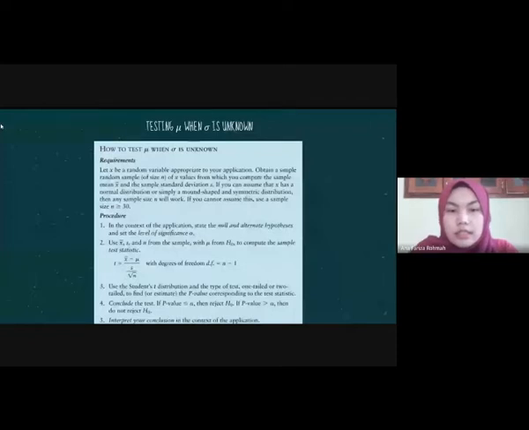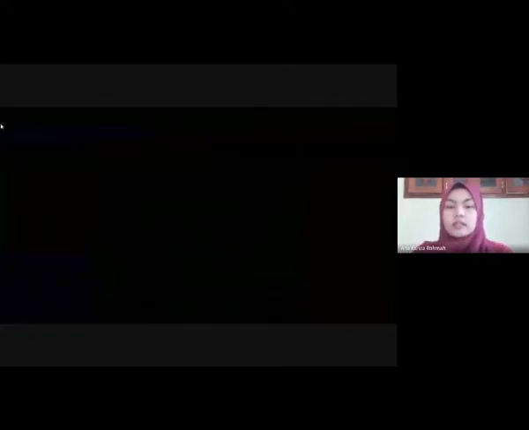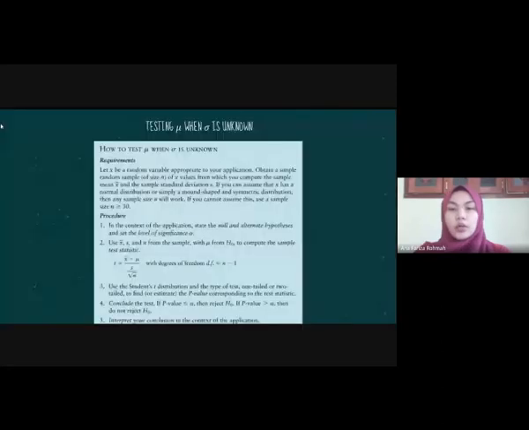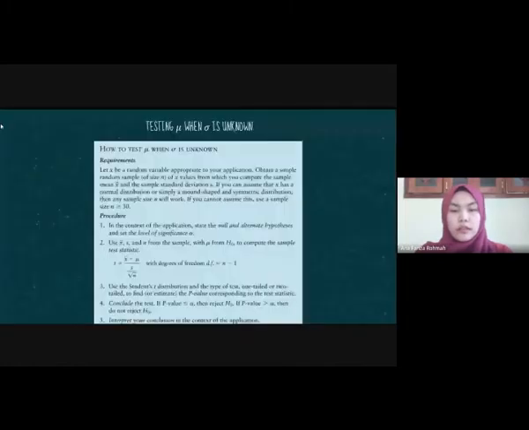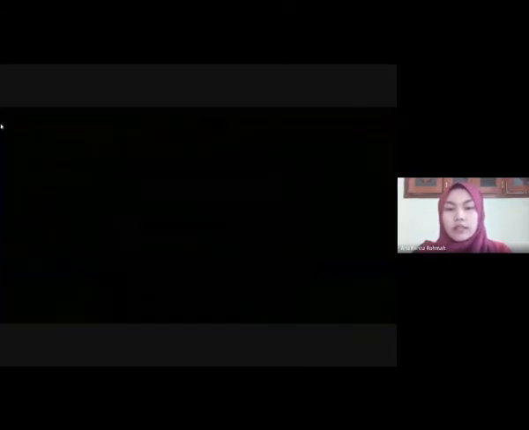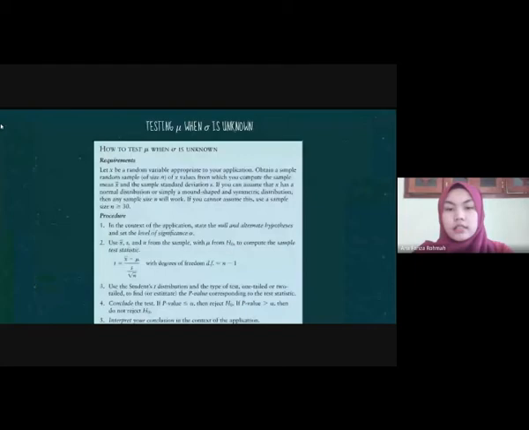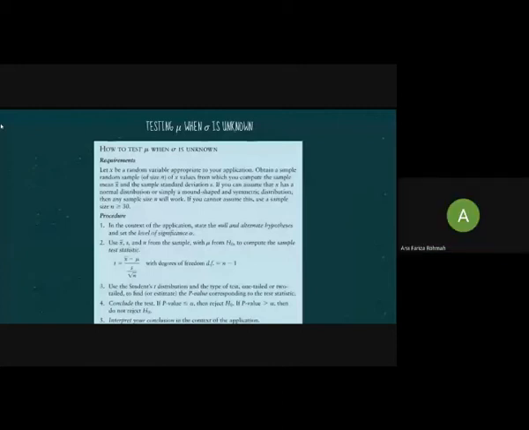And next, use the student T distribution and the type of test, one tail or two tail, to find or estimate the p-value corresponding to the test statistic. Then conclude the test: if p-value is less than or equal to alpha, then reject the null hypothesis. If p-value is greater than alpha, then do not reject the null hypothesis. And interpret your conclusion in the context of the application.